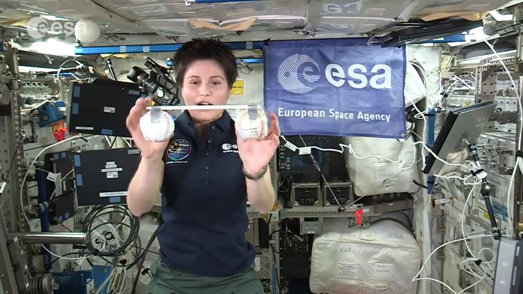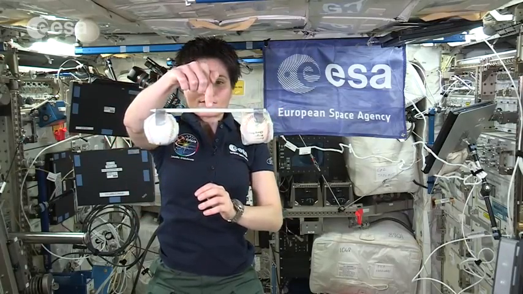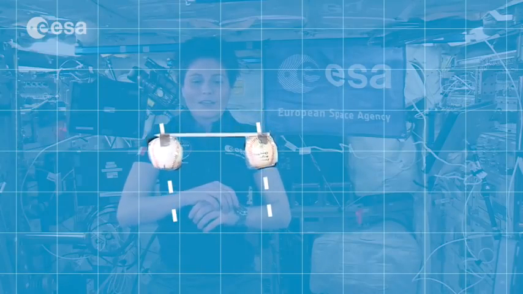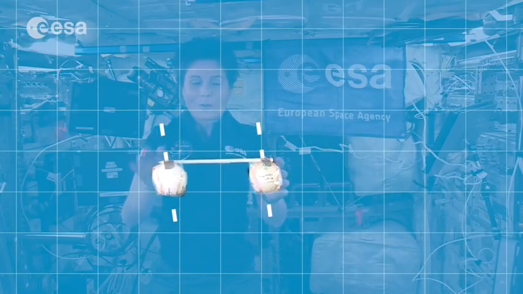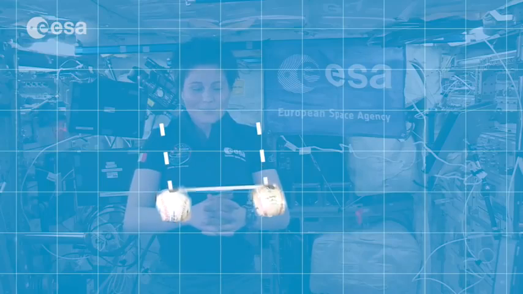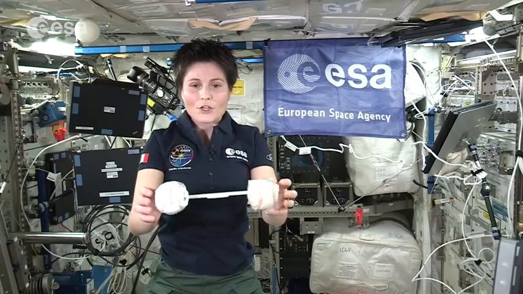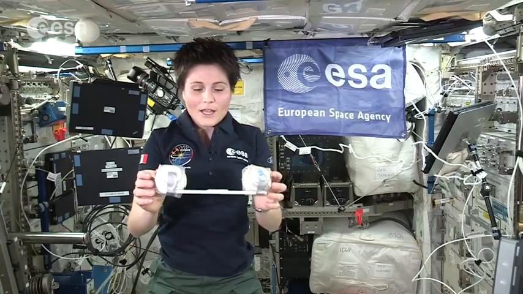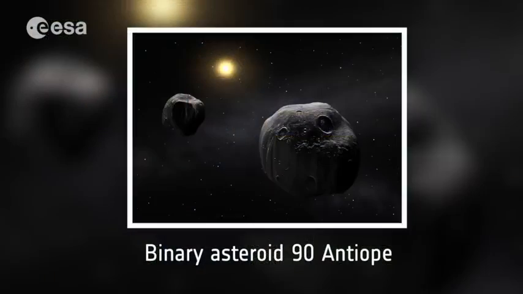So let's say I push down on the center of mass. In that case, the whole system translates down, but it does not start to rotate. The center of mass is also called barycenter. And an example of a system like this among cosmic objects is the asteroid pair 90 Antiope.